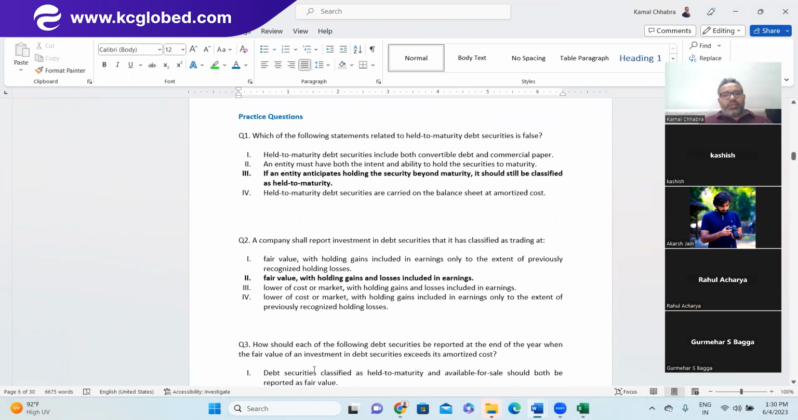Okay, so let's do a question. There are 2-3 questions. Which of the following statements related to held till maturity debt security is false? Which statement out of these 4 is a false statement? Held to maturity debt security includes both convertible debenture and commercial paper. Is it fine to say this? No, sir, convertible debt will not be included. Why not?